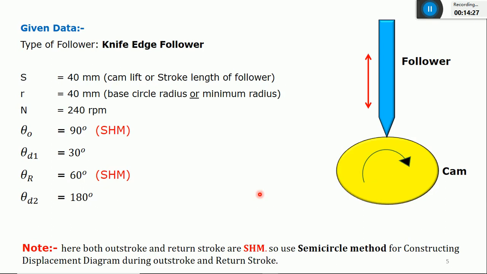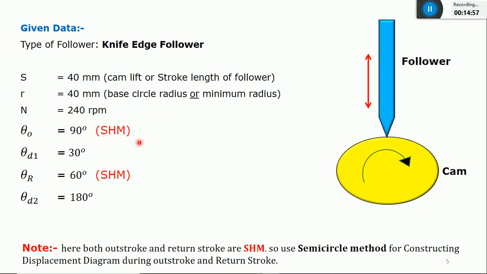So I think the working principle of this cam and follower is clear, and the stroke length is given as 40 mm. The base circle radius, I'll explain what exactly it is while explaining the cam profile. It is also called the minimum radius, that is 40 mm. The speed of the cam is given as 240. If nothing is given, just assume that the cam is rotating in a clockwise direction. In the bracket you can write clockwise. And theta naught is given, that is 90 degree.